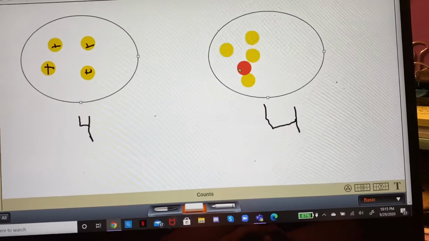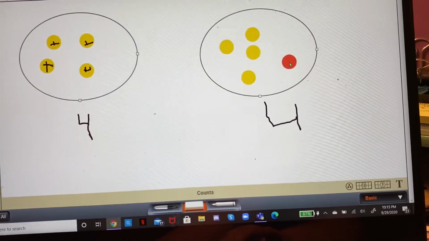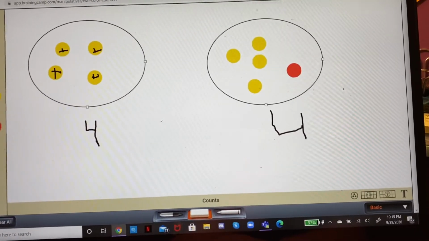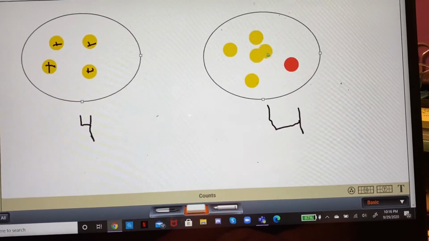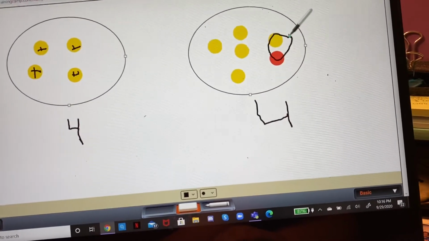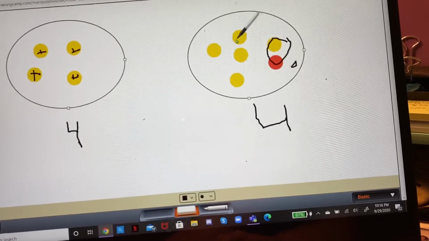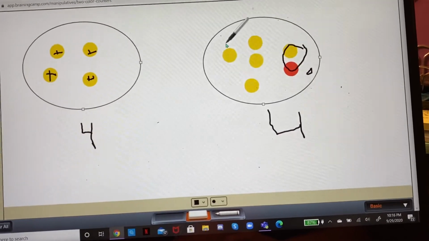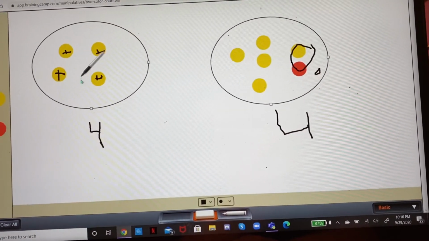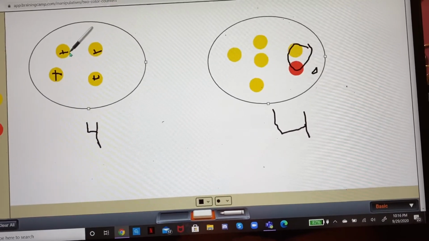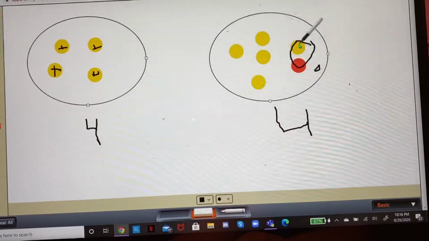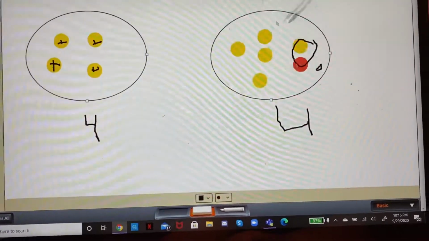And if we added a negative chip, which would be red, that would make it 3. So therefore, we would need another yellow chip to cancel out. So this right here makes 0, and this would make 4 positive chips. So this is 4 positive chips with just 4 yellow positive chips, and this is 4 positive chips and then a set of a positive and a negative to cancel out to make 0, making it the number 4.